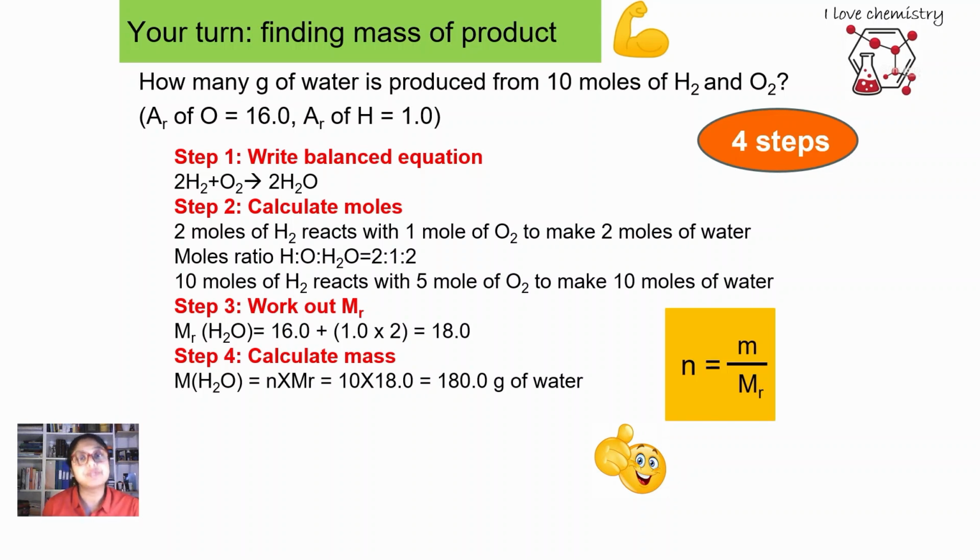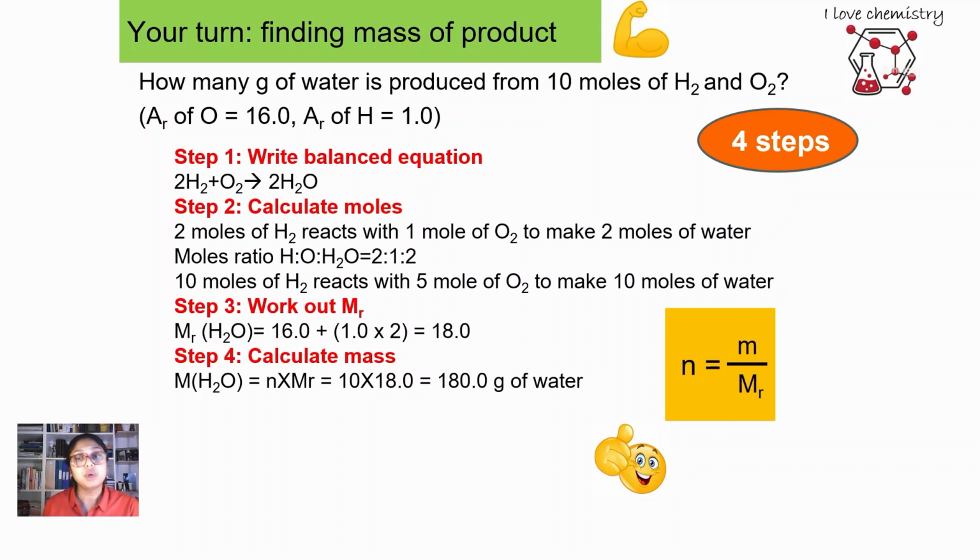In the question they have said 10 moles of hydrogen and 10 moles of oxygen. Now 10 moles of hydrogen only can react with 5 moles of oxygen because the ratio is 2:1. So it will not react with all of the oxygen. Some oxygen will be left over. Okay, so we got 10 moles of hydrogen reacts with 5 moles of oxygen to make 10 moles of water.